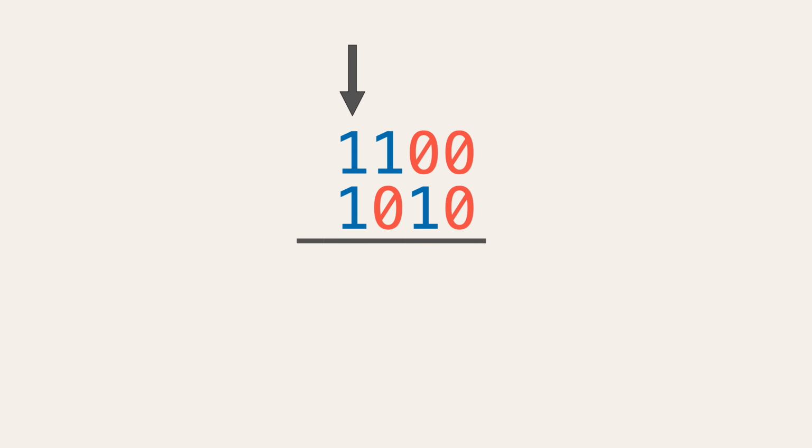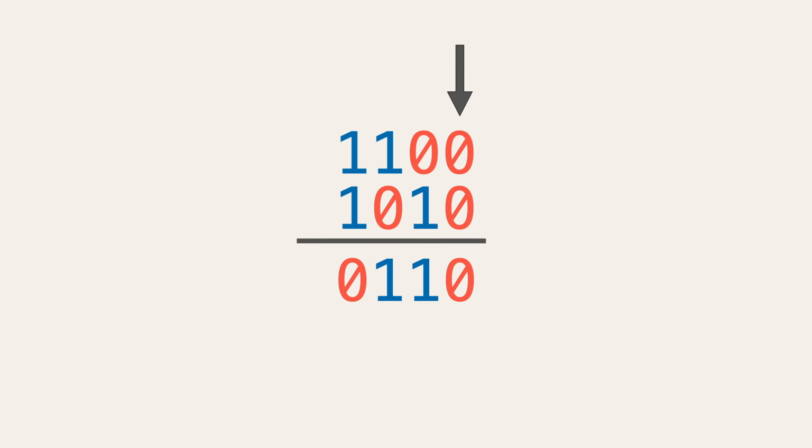For example, if we XOR these two numbers, these two digits are both 1s, so the result is a 0. These two digits are different from each other, so that results in a 1, and it's the same with these two numbers as well. Finally, these are both zeros, so the result here is a 0.